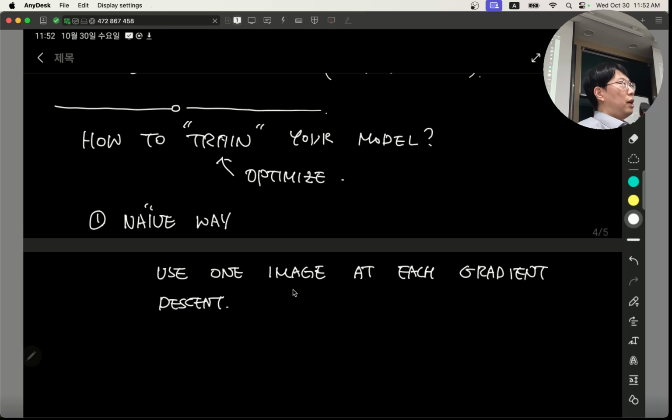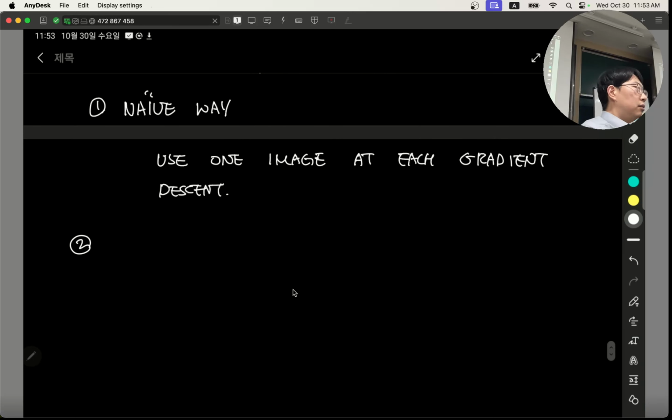And if you're not satisfied with the result, then you can do it again, iterating all over again, going through all the images again. The second way, which is the more popular and more desired way, is that you don't try to train one image at a time. You train several images at the same time. So it's using batches.